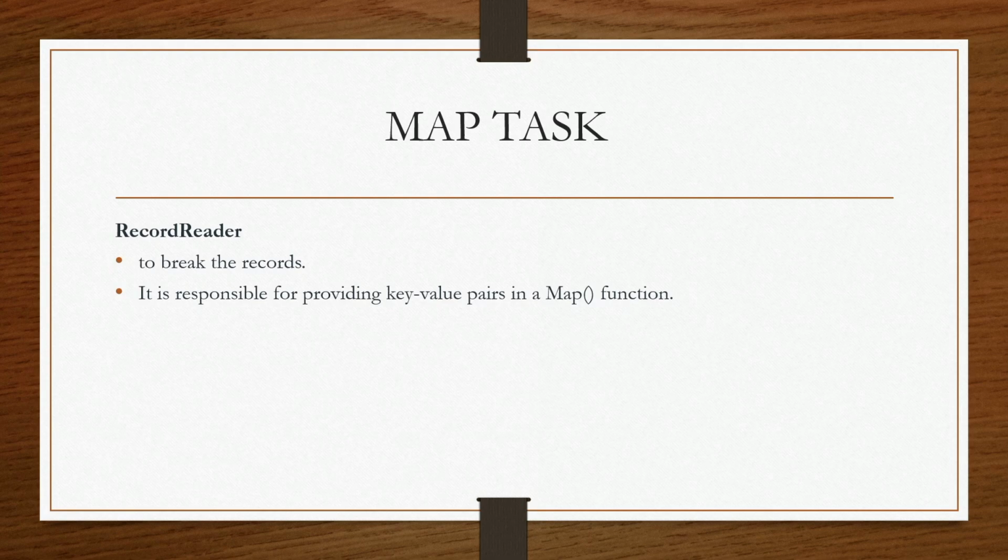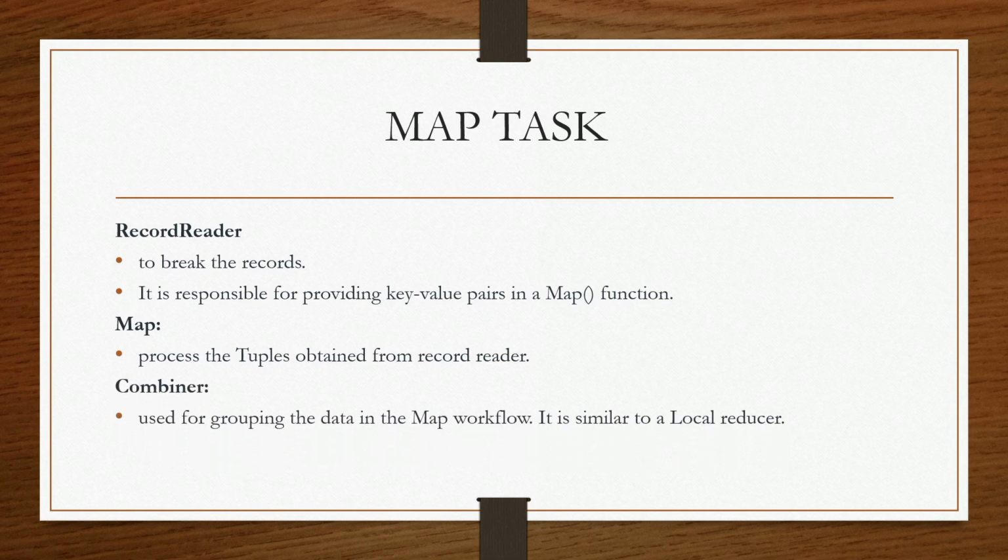Map. The map is nothing but a user-defined function whose work is to process the tuples obtained from the record reader. The map function either does not generate any key value pair or generates multiple pairs of these tuples. Combiner. The combiner is used for grouping the data in a map workflow. It is similar to a local reducer. The intermediate key value pairs that are generated in the map are combined with the help of this combiner.